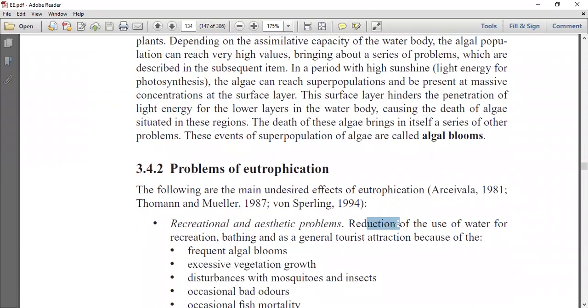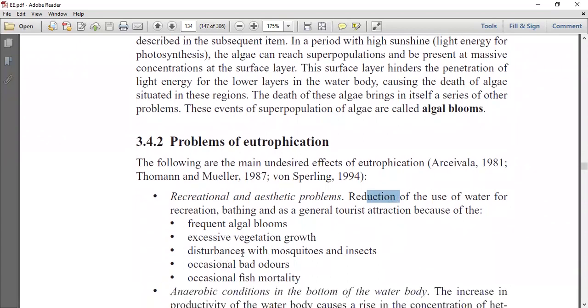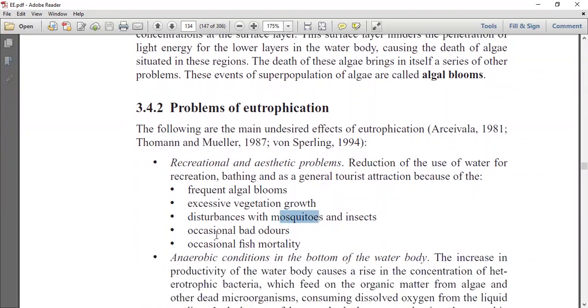Reduction of the use of water for recreation, and as a general tourist attraction, because of frequent algae blooms, excessive vegetation growth, disturbance with mosquitoes and insects, occasional bad odors, occasional fish mortality, and anaerobic conditions in the bottom of the water body.